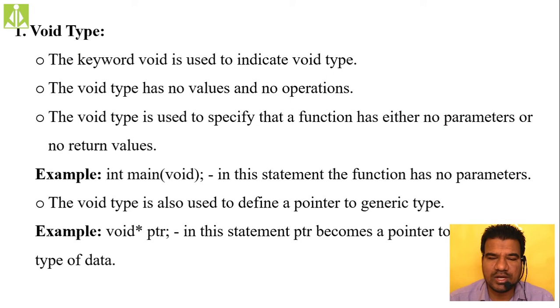Void type has no values and no operations. We use the void type simply to indicate that you are not returning any value or not passing any value, as well as to declare a generic pointer. Very soon we will use this void type and this void pointer in our programming.